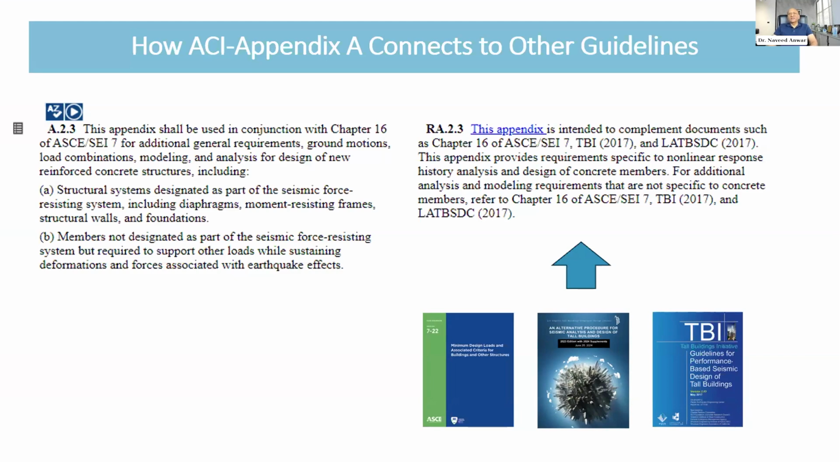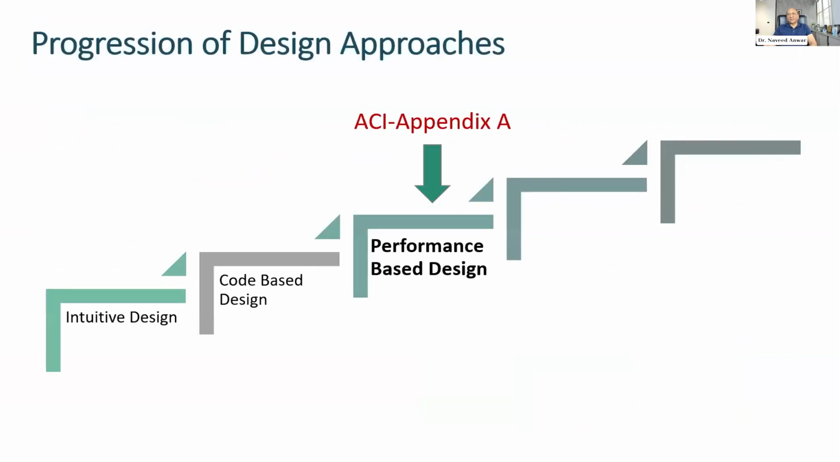So that means these references, which were previously isolated, are now referred to by the code, but as an appendix. Anybody who wants to use them can use the reference from the appendix and use those guidelines. Most of this discussion will come from there, and Dr. Pramin will explain that. So basically, ACI Code Appendix A graduates to the next level of performance-based design from code-based design, moving upwards.